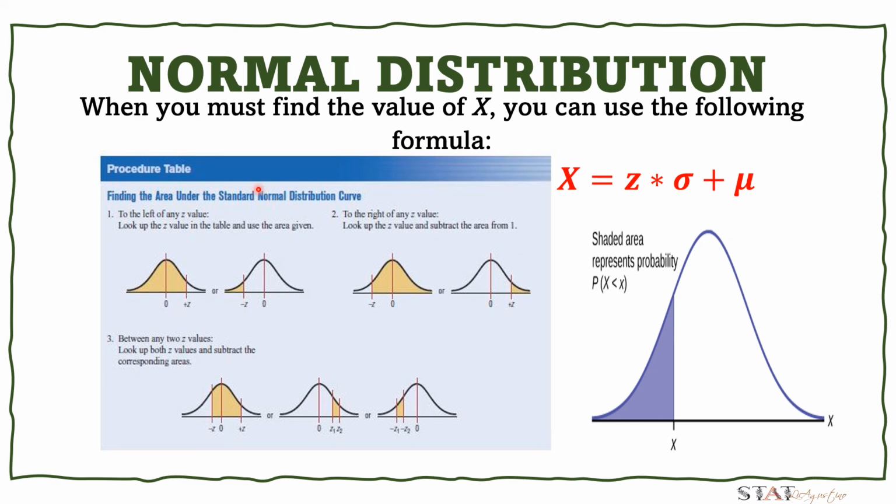So, if you're looking for the value of x, you can also compute it by a simple transformation. When you must find the value of x, you can use the following formula: x is equal to your z-score multiplied by your standard deviation, plus your mean. So for example, in this area you are given, you are looking for the value of x instead of the probability.